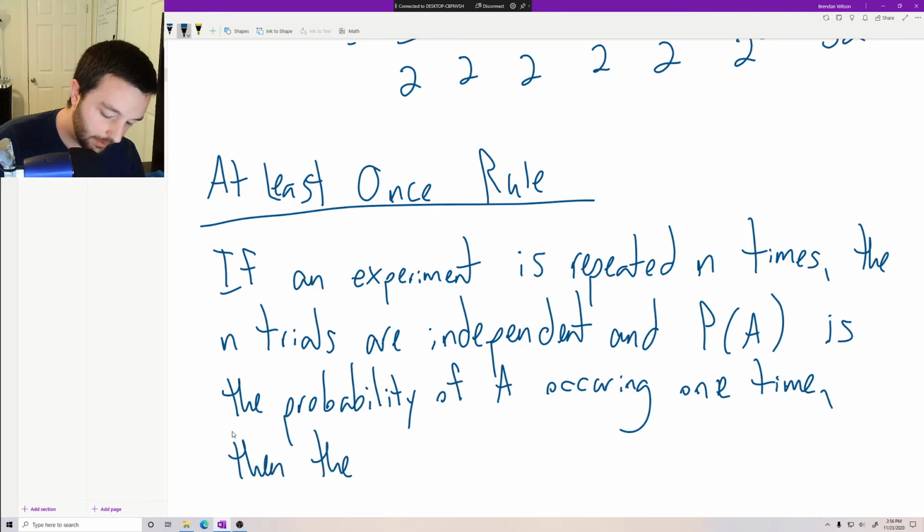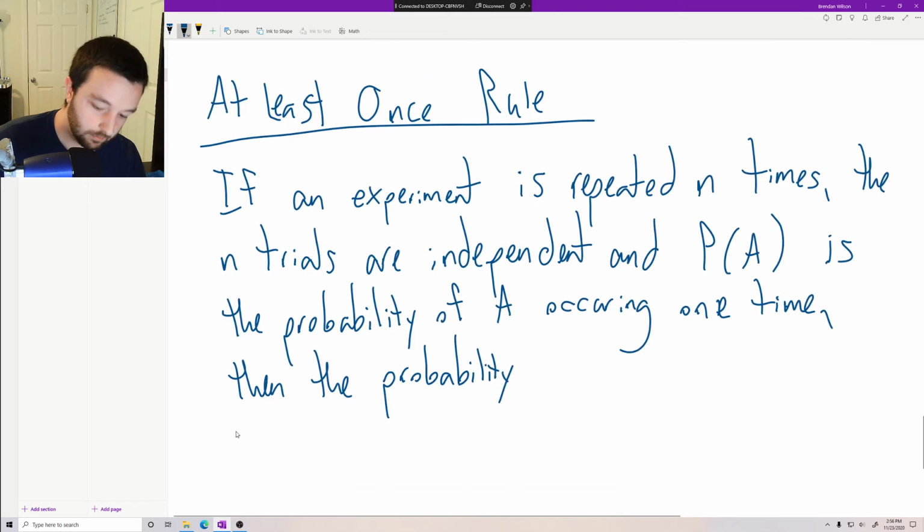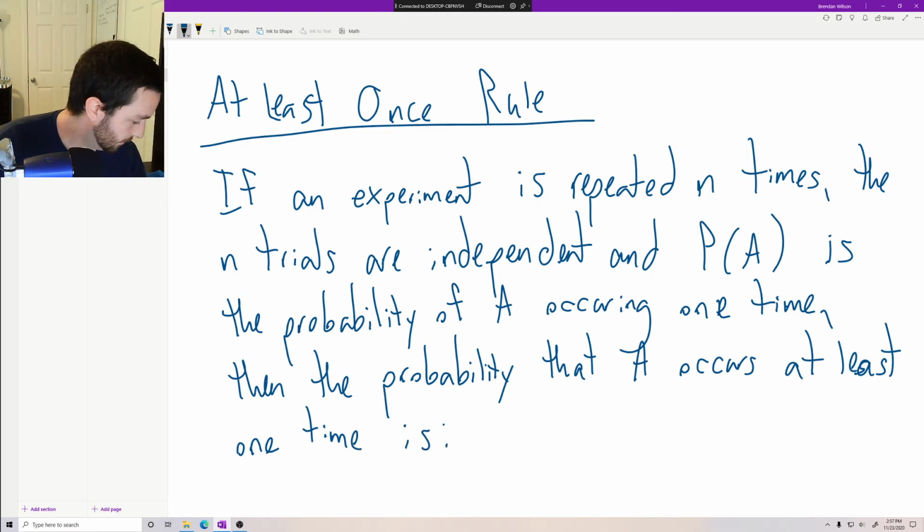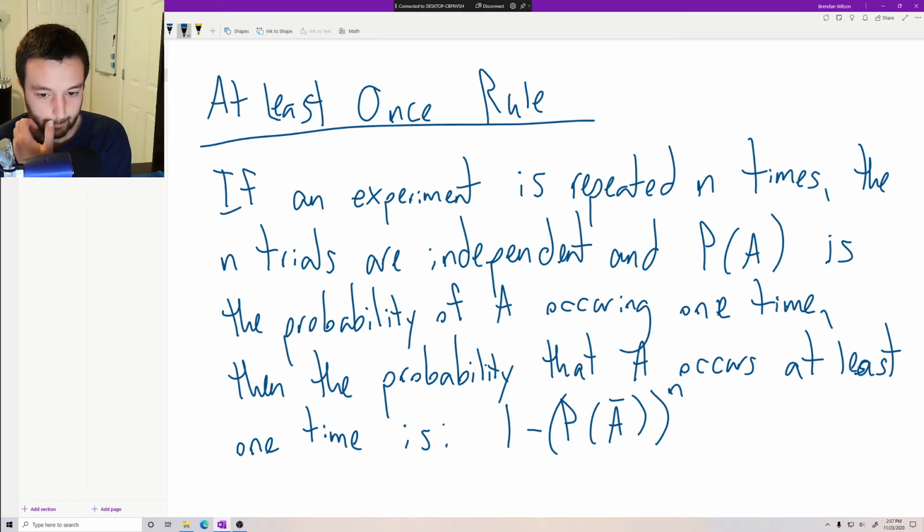Then the probability that A occurs at least one time is 1 minus P of A complement to the n power.